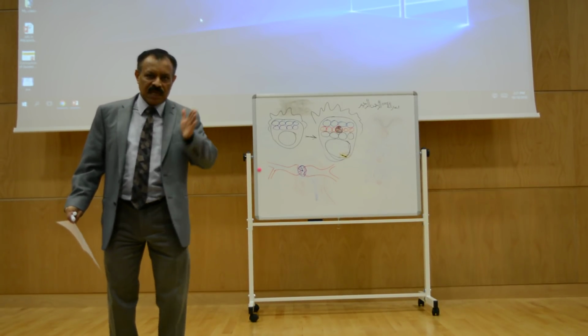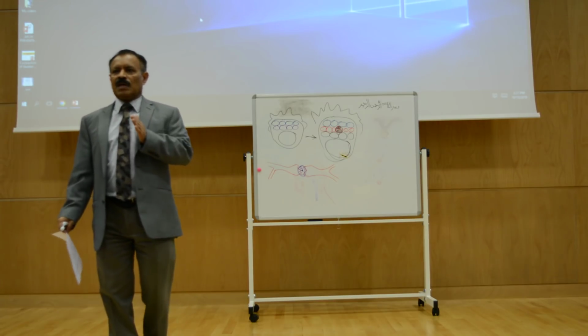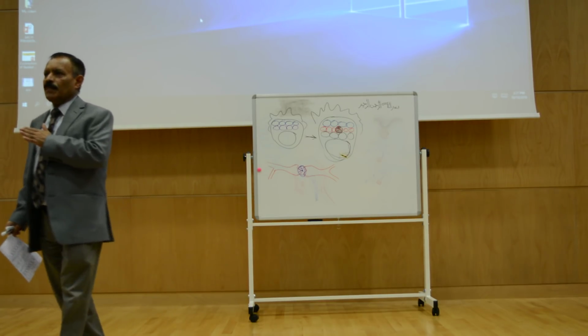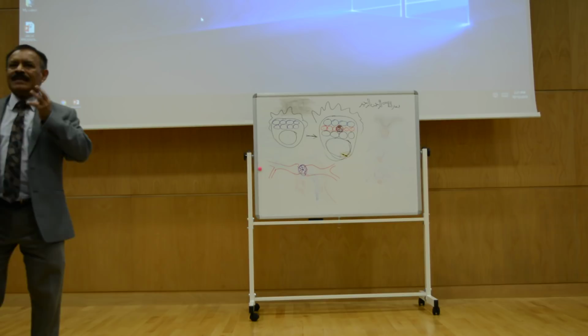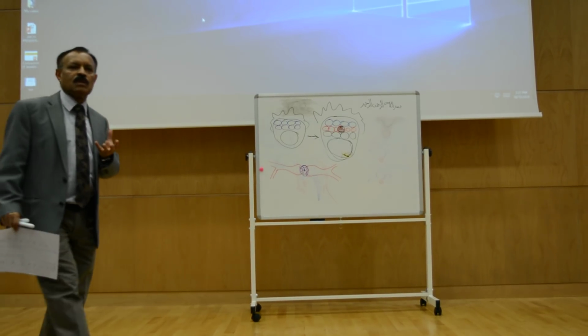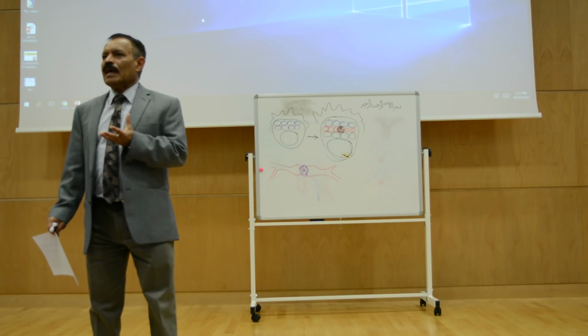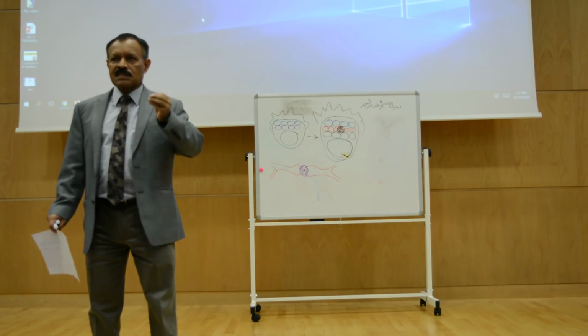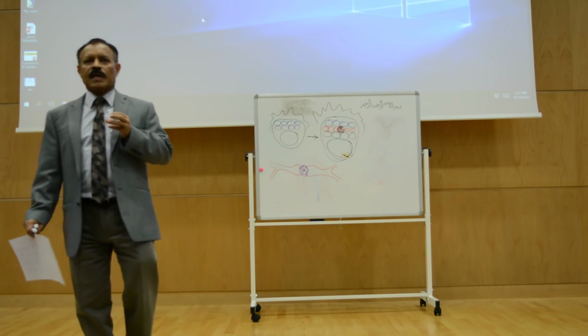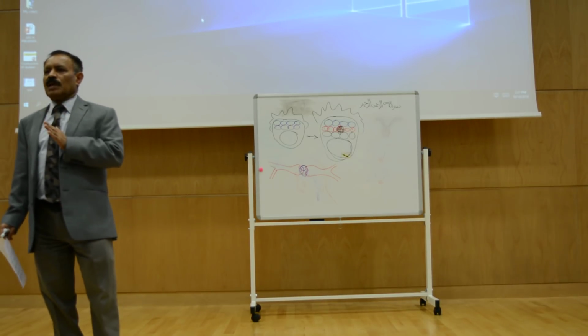The one just beside the notochord, forming the axis, is called paraxial mesoderm. Paraxial means just beside the axis. Paraxial mesoderm is responsible for the formation of bone, vertebrae, and some muscles. Muscles, vertebrae, and some bones. That is called paraxial mesoderm.